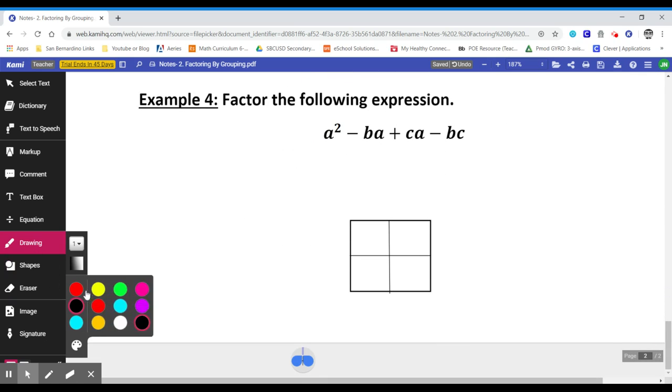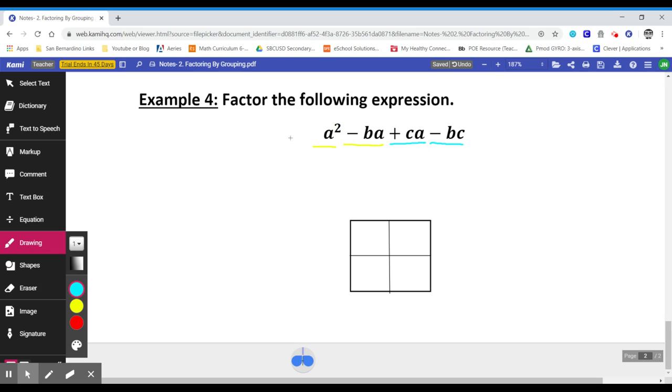So same idea. Go ahead, and first you have to check to make sure that they're grouped together. So let's check to see if these two are factorable. Like, do they both have a factor in common? The answer is yes. They happen to have a factor in common. They both have an a. And then check these two. Do they both have a factor in common? The answer is yes. They both have a c in common.